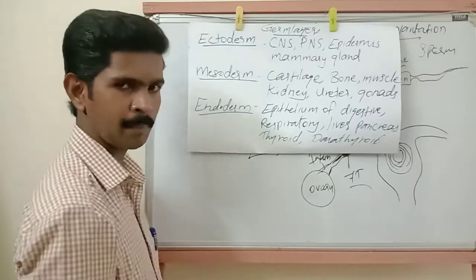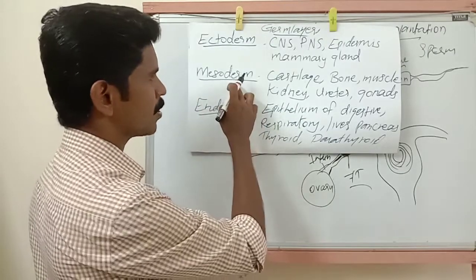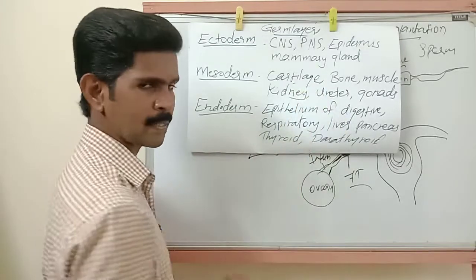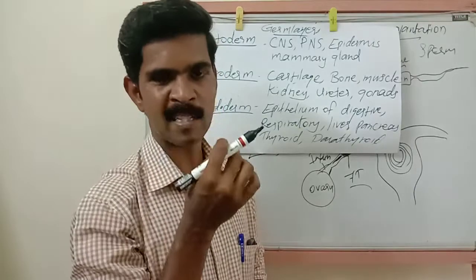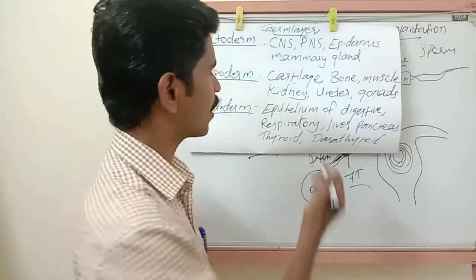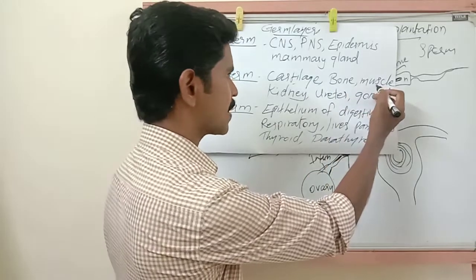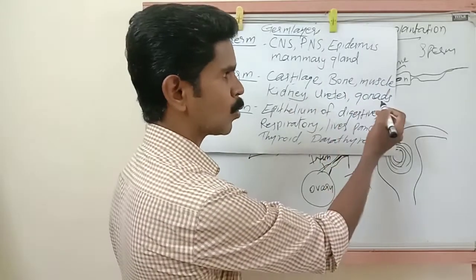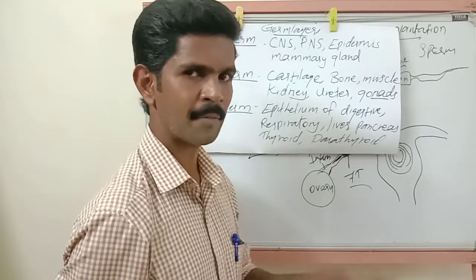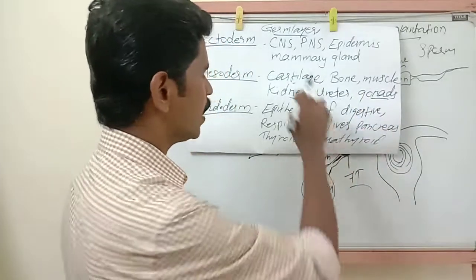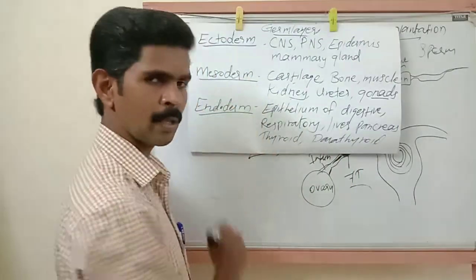Next, mesoderm. The middle germ layer is called mesoderm. This mesoderm develops cartilages. Cartilages means soft bones. Bones present in the ear and bones present in the tip of the nose are examples of cartilage. So cartilage, ordinary bones, muscles, kidney, ureter, and gonads. Gonads means sex organs, testis and ovary. The male gonad is called testis and the female gonad is called ovary. So these organs are developed from the second, or middle, germ layer, mesoderm.